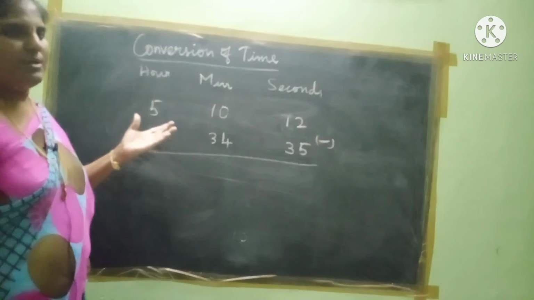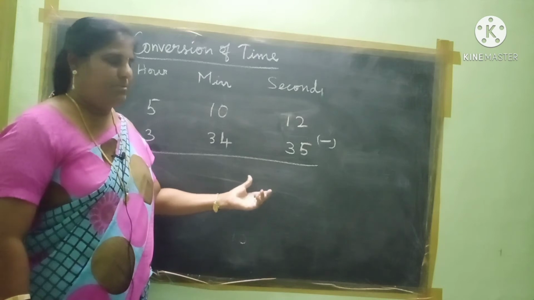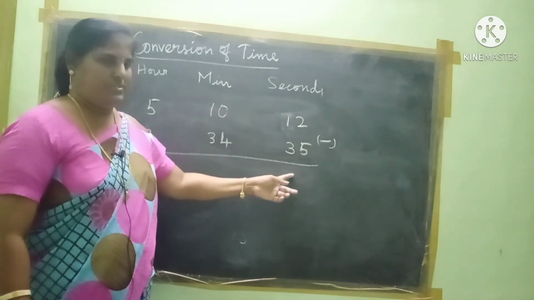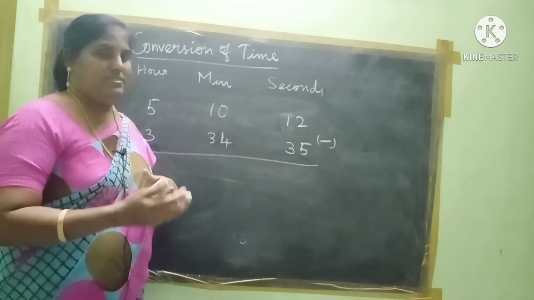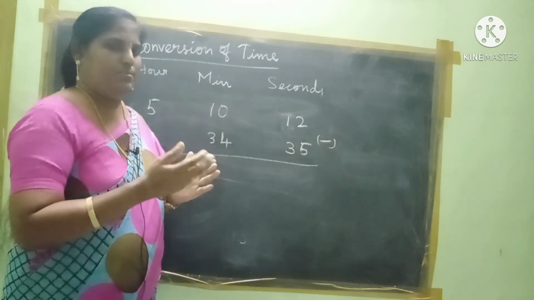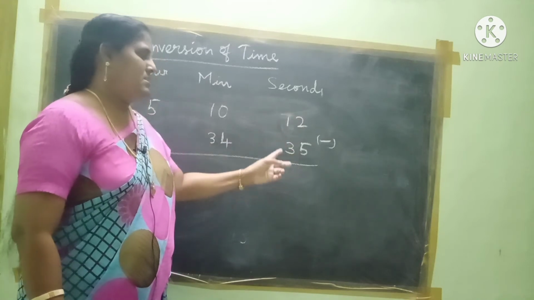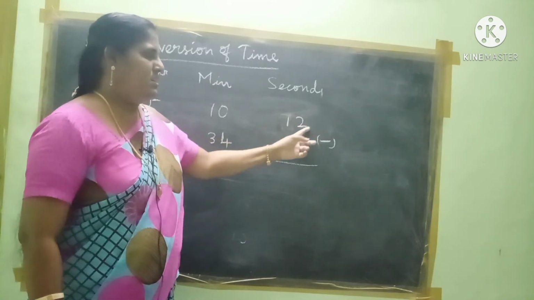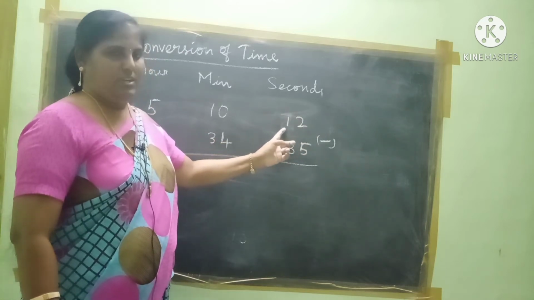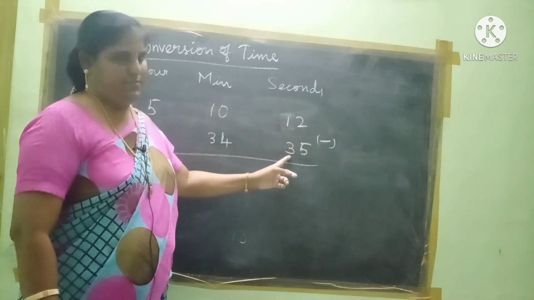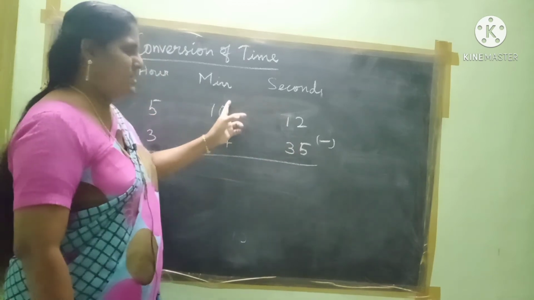If you want to add the numbers, I already told you, first you add the first two numbers, and whatever you got, if that number is more than 60, you split the number into 60 plus. But here, if you want to subtract, the upper number should be the bigger. But see the number given. 12 only is given, which is much smaller than 35. So we cannot subtract. Therefore we are going to borrow from minutes.